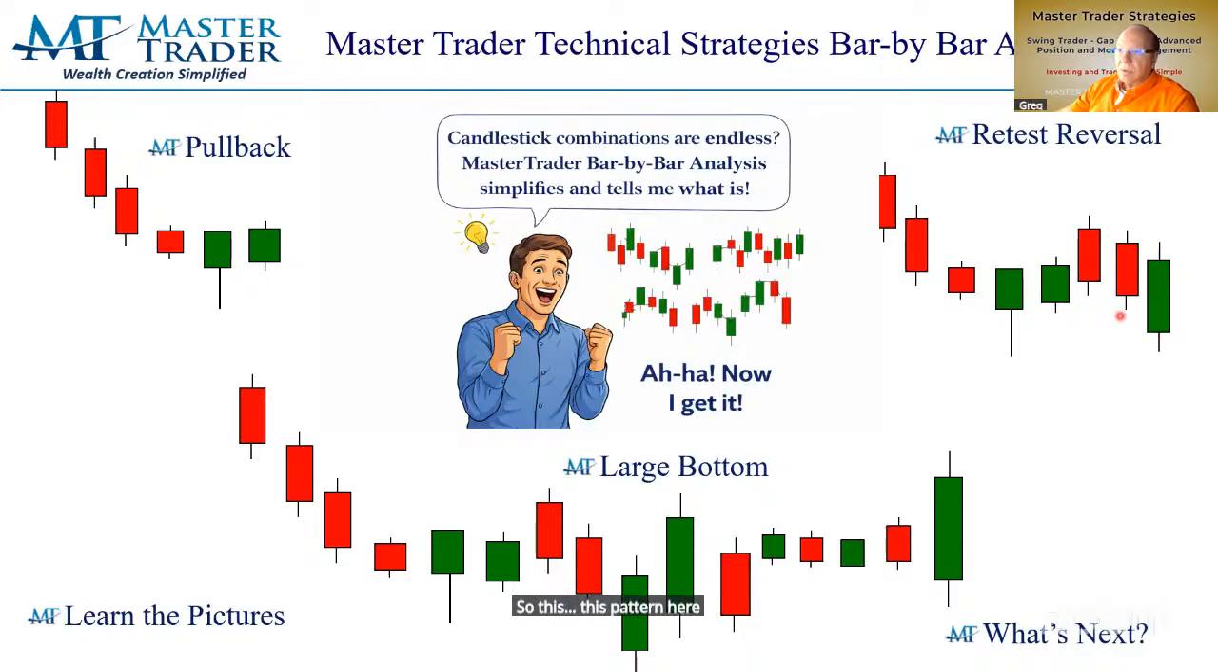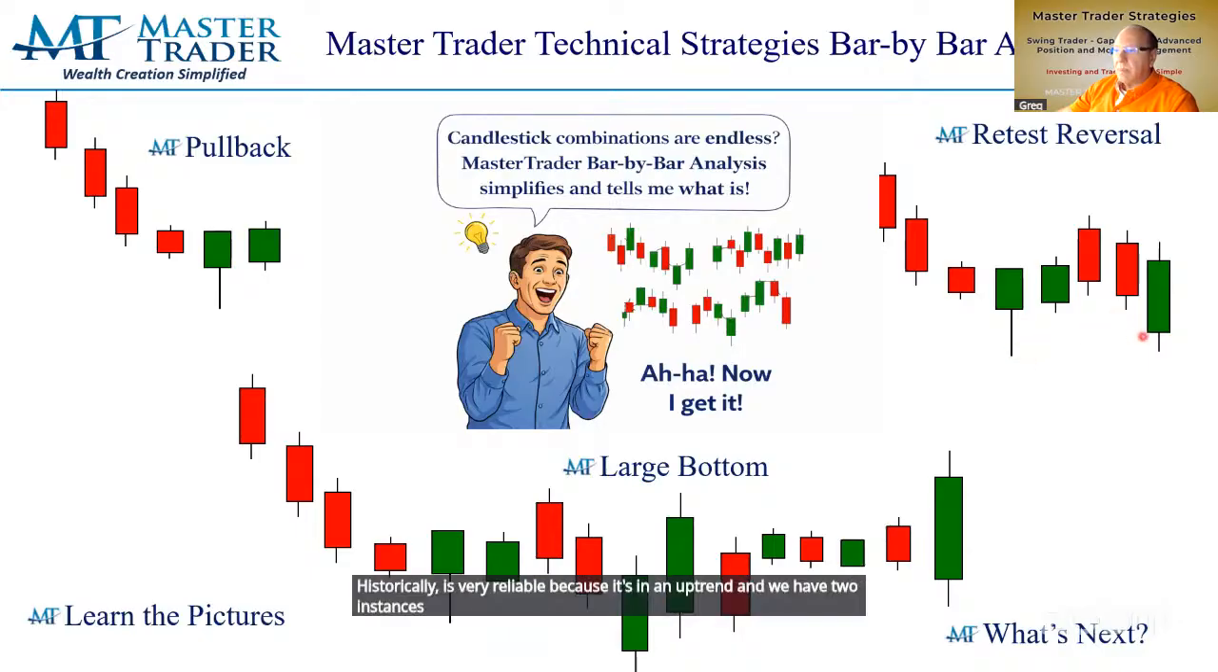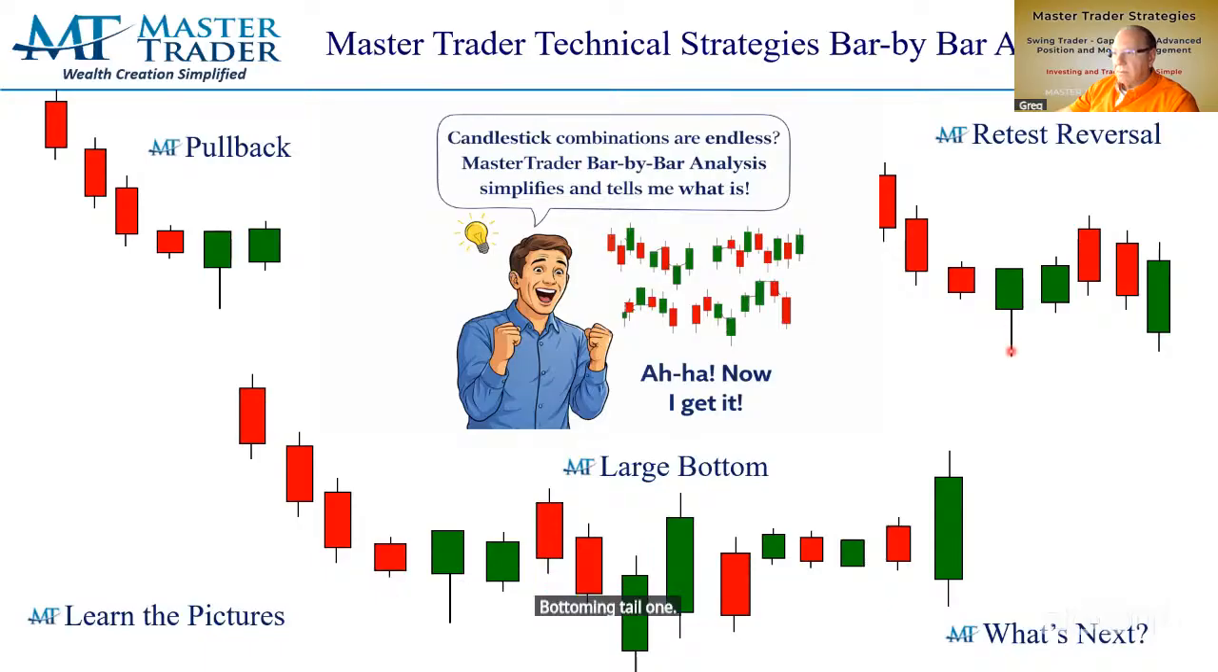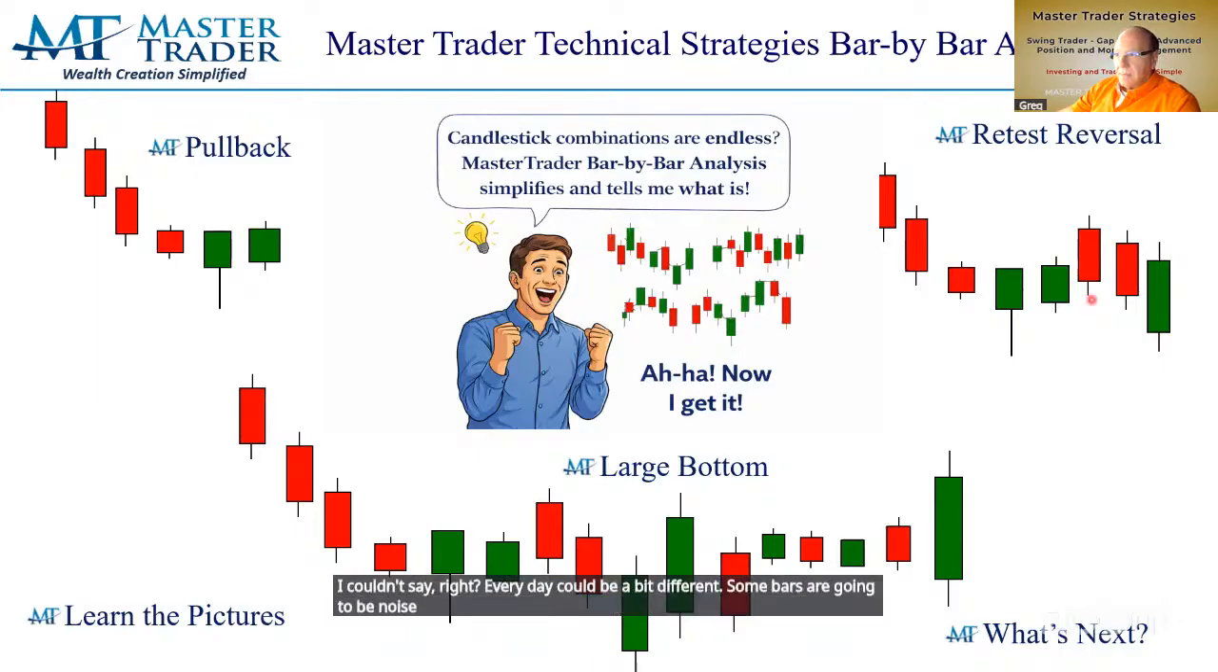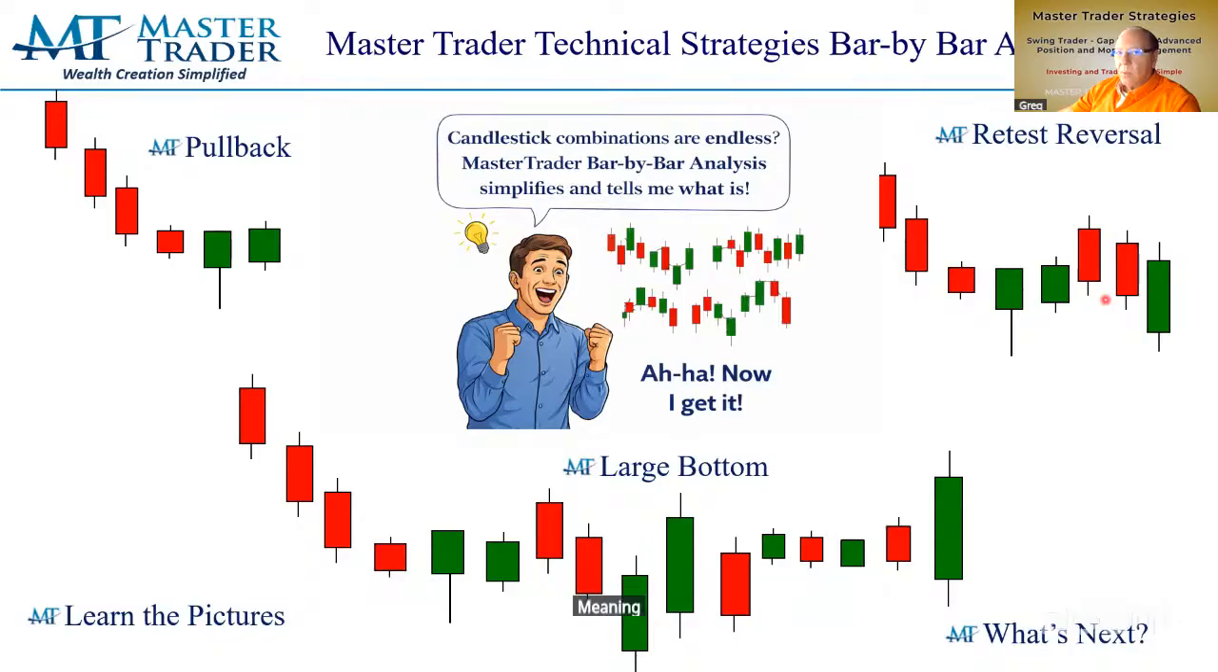So this pattern here historically is very reliable because it's in an uptrend, and we have two instances where we see buyers took control. Bottoming tail one, it went down, came back up again. And then this one, it tried to go up. Why didn't it keep going up? I couldn't say, right? Every day could be a bit different. Some bars are going to be noise, meaning we don't have to understand why they did it other than to say, you know what, they're really not meaningful within the big picture.